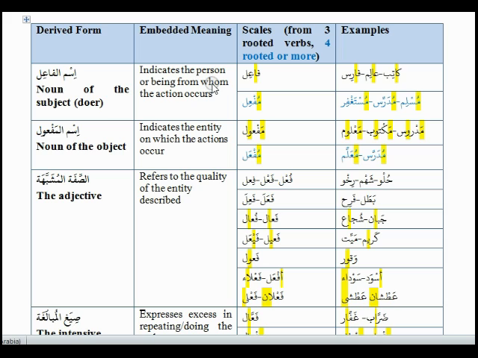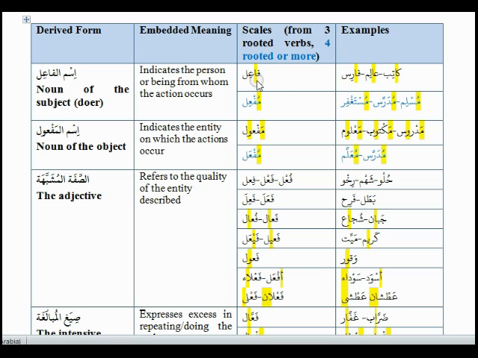It indicates the person doing the action, doing the verb, and these two are the basic forms. The basic two forms, one in black and one in blue. The black one means that this verb is originally three-lettered. It includes 3 roots. While the blue one means it's a 4-rooted verb or even more than 4-lettered roots.